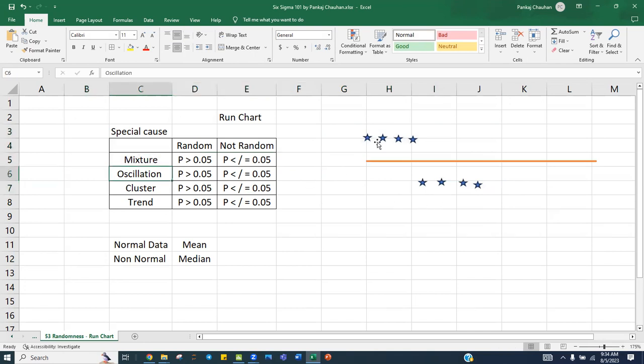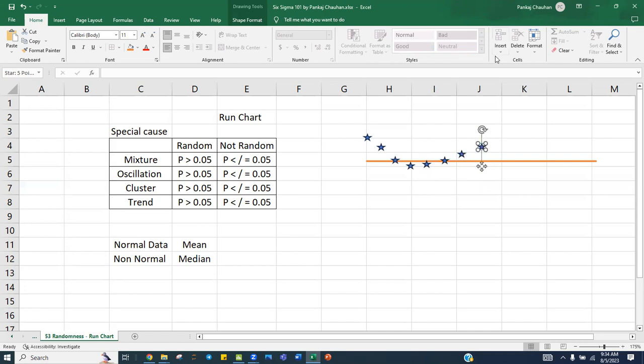Oscillation. Oscillation is when your data is making waves like this. Up and down is happening continuously. So the data points are coming like this, and now the data starts going up. So if these kinds of waves continue, and these waves are significant in the data, then there is oscillation present. And if oscillation is present, the p-value will be less than or equal to 0.05.